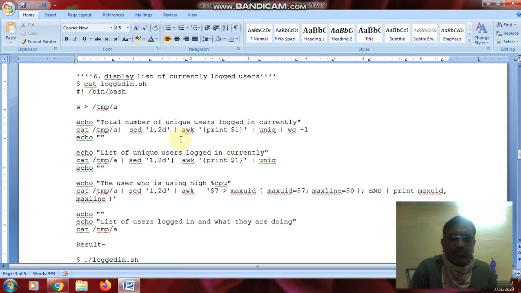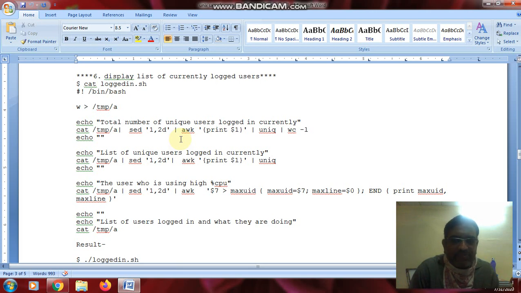So for that we are using a cat command. Using the cat command, we can observe how many users there are in the application. So here, in the echo statement, it is written: the total number of unique users logged in currently.